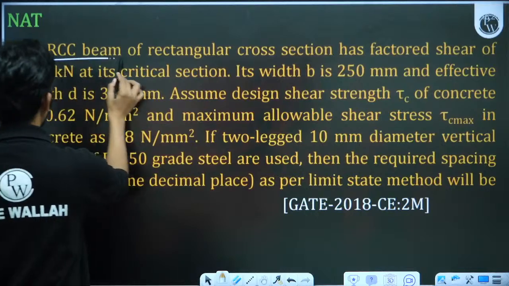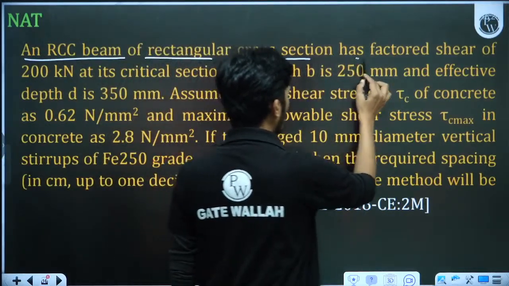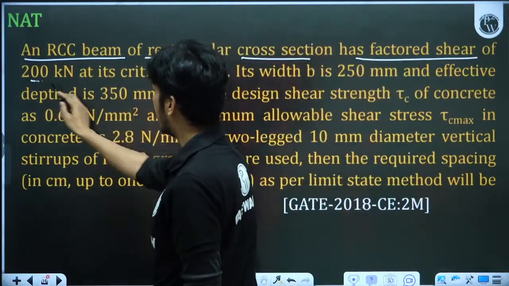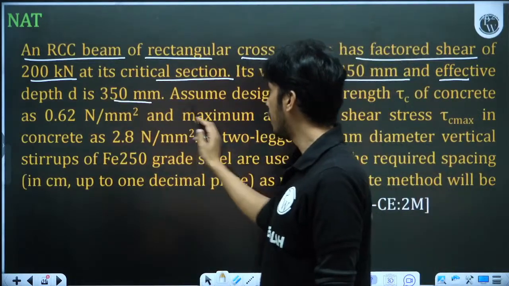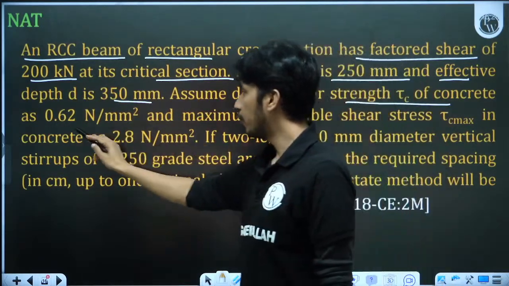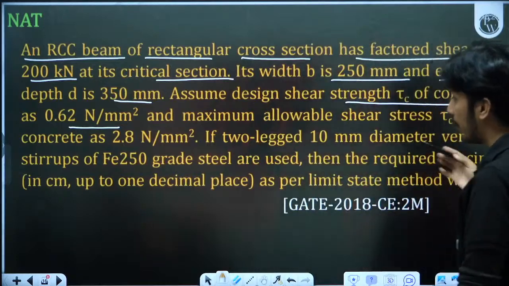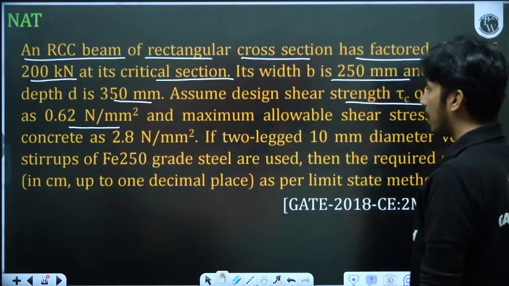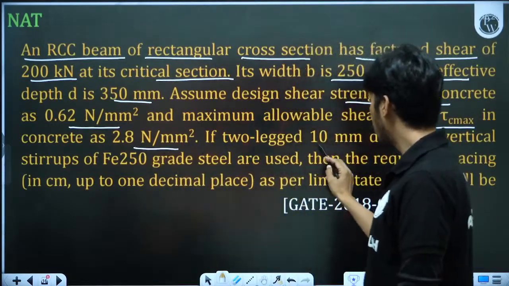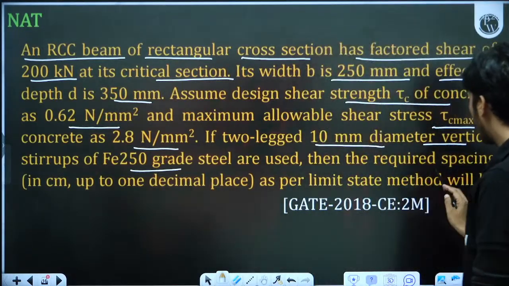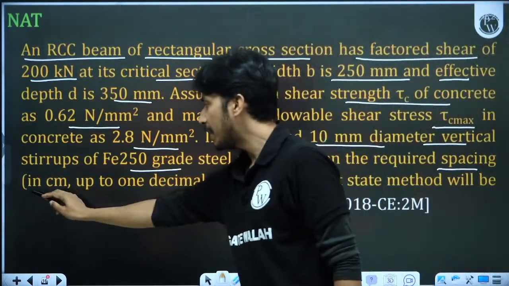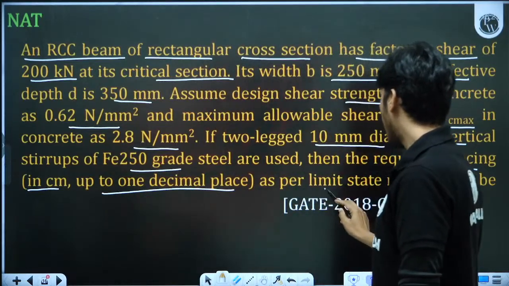An RCC beam of rectangular cross section has a factored shear of 200 kN at its critical section. Its width is 250 and effective depth is 350 mm. Assume design shear strength of 0.62 for concrete only. Maximum allowable shear stress tau c max in concrete is 2.8. Two-legged 10 mm diameter vertical stirrups are provided, Fe 250 grade. Then the required spacing in centimeter up to 1 decimal place as per limit state method will be.